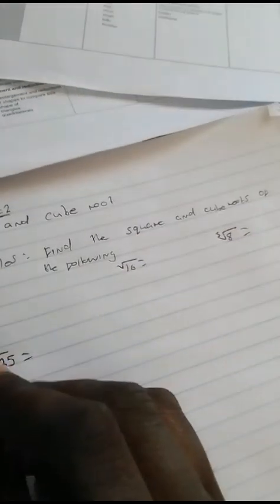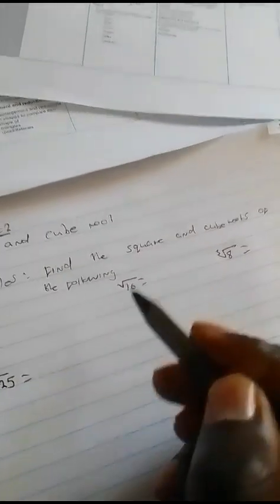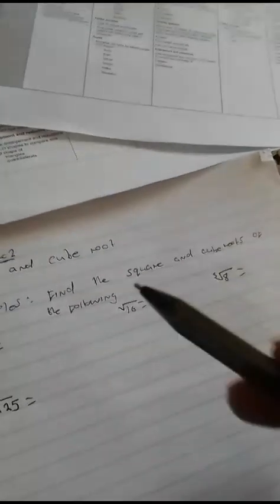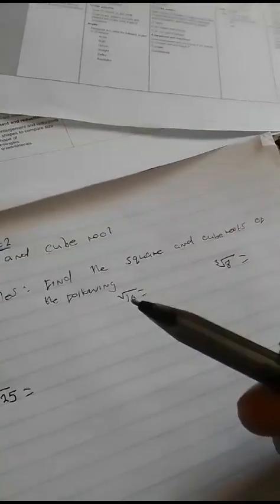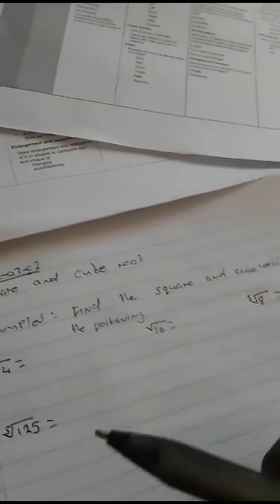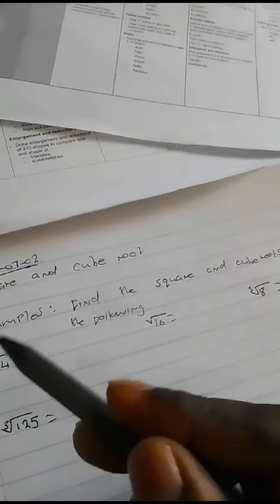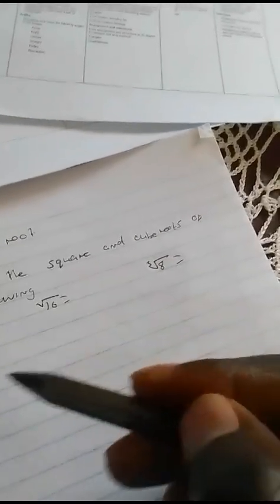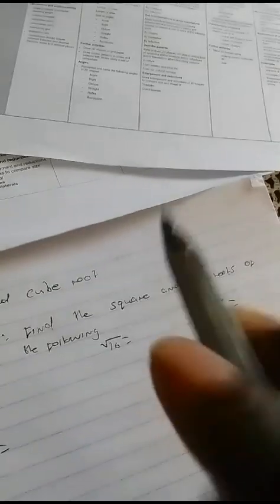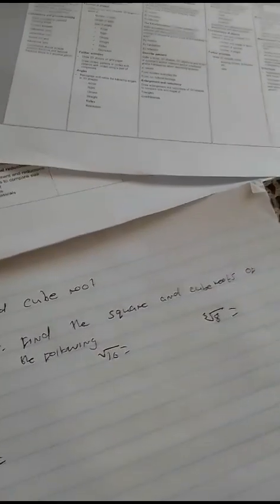Now, the question here said find the square root of 4. How do you find the square root of any given number? First, you need to remember a square root or a cube root of a number will always be smaller than the given number. For example, you cannot have 5 as a square root of 4. You cannot have 17 as a square root of 16. You cannot have, let's say, 9 as a cube root of 8. So a square root or a cube root of a number will always be smaller than the given number.